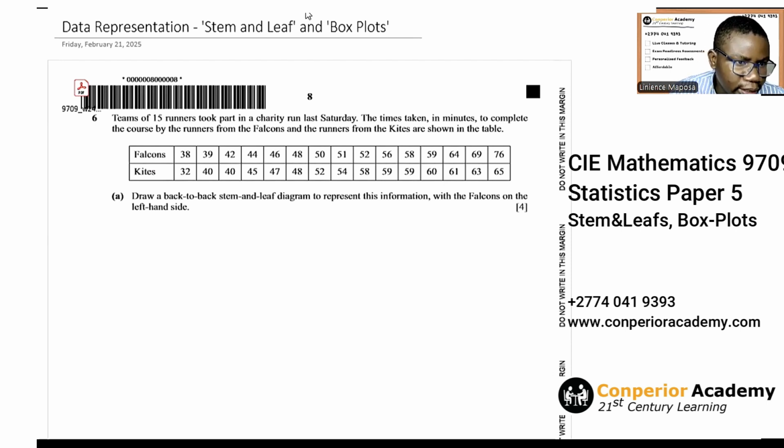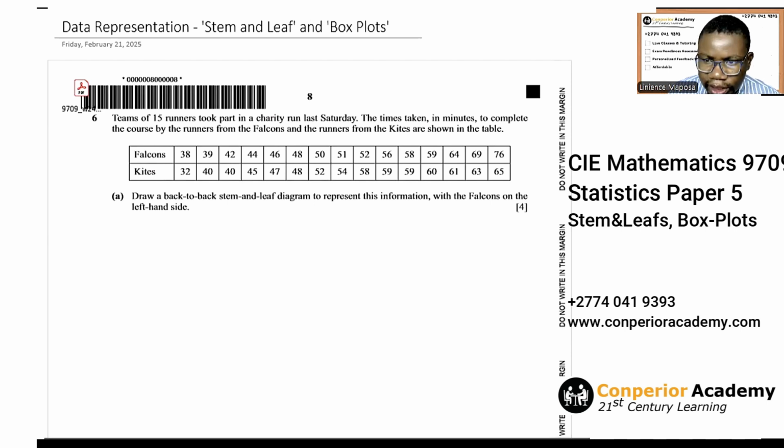So I have this question here. It says 6 teams of 15 runners took part in a charity run last Saturday. The times taken in minutes to complete the course by the runners from the Falcons and the runners from the Kites are shown in the table. So you have this table here with all the data. And then they want you to draw a back-to-back stem and leaf diagram to represent this information with Falcons on the left-hand side. So they specifically say that the Falcons must be on the left-hand side.